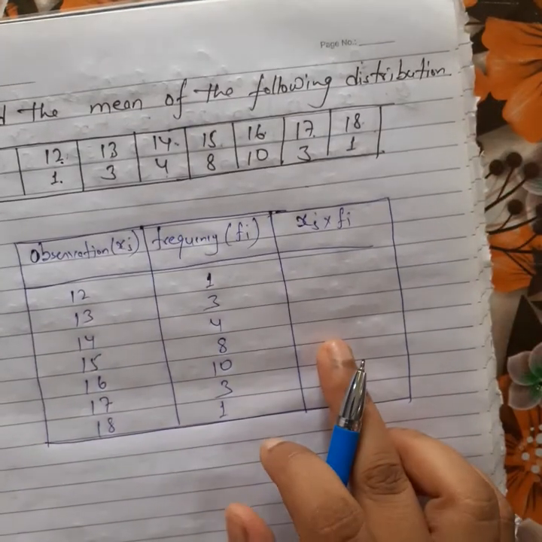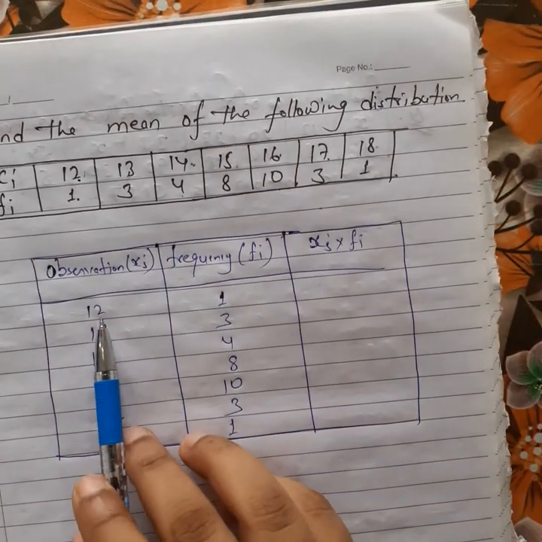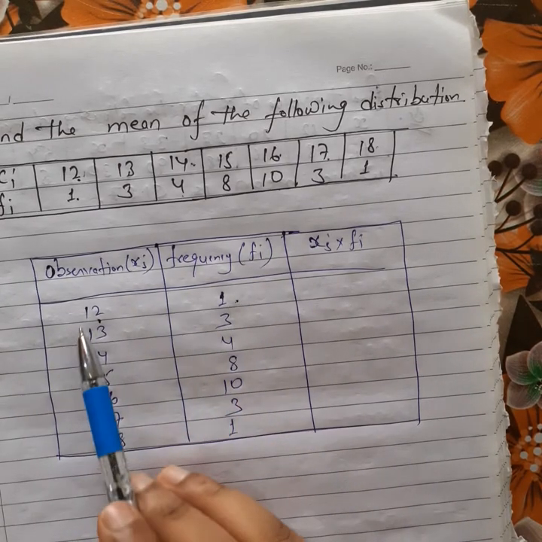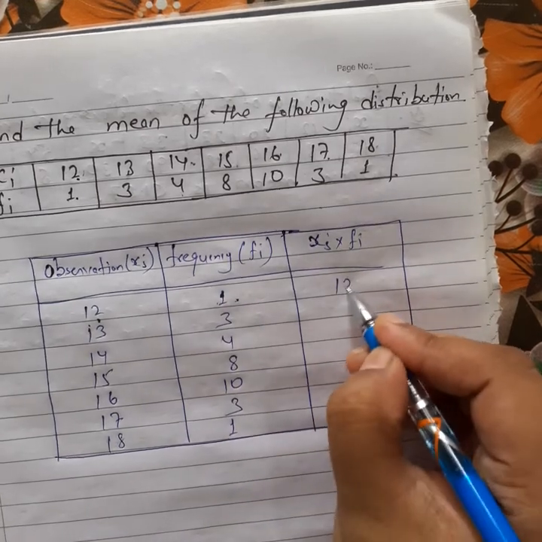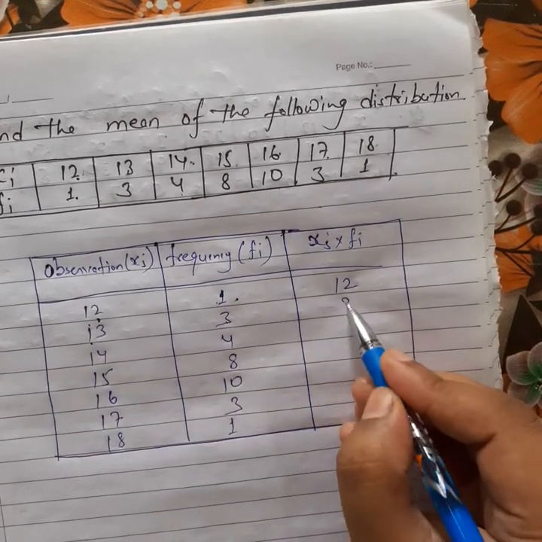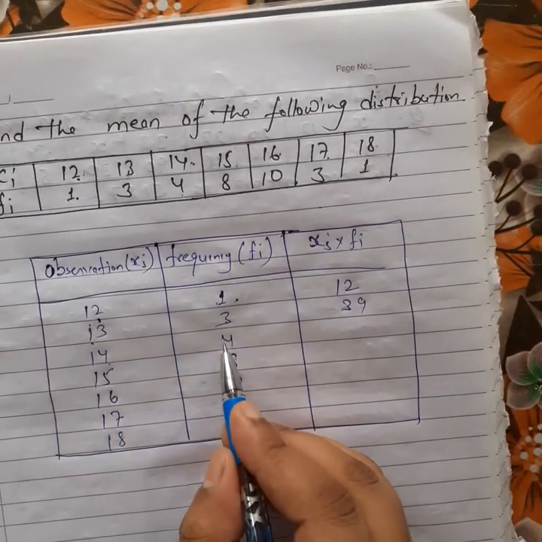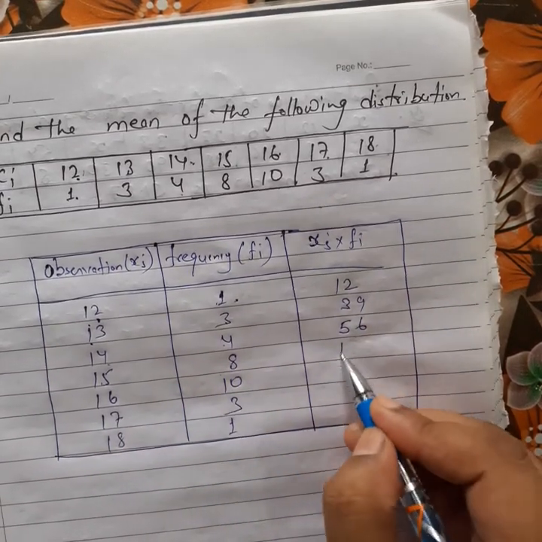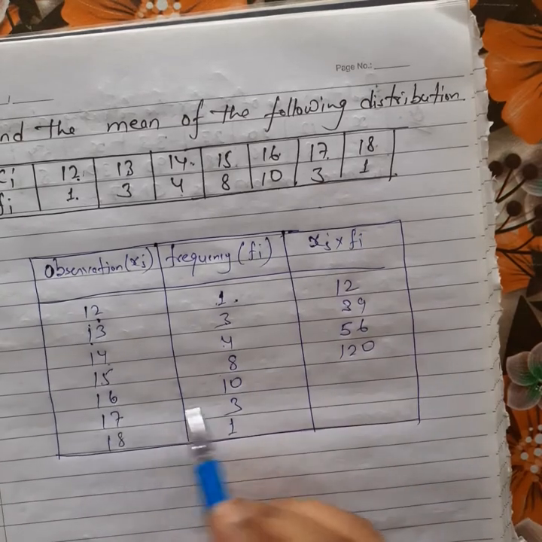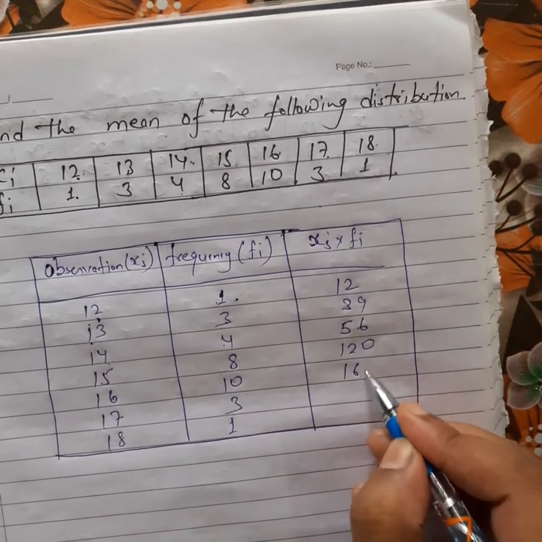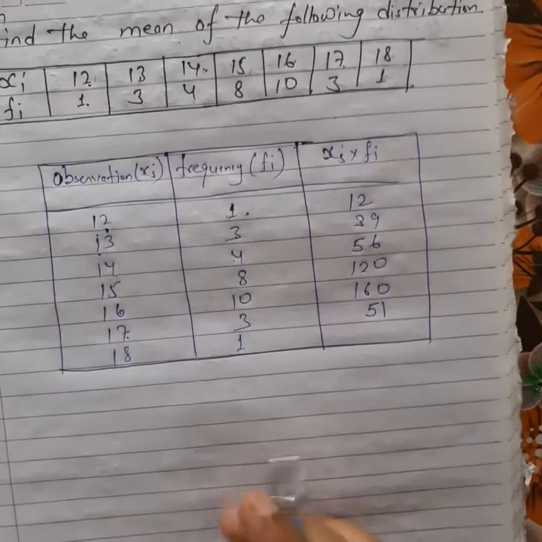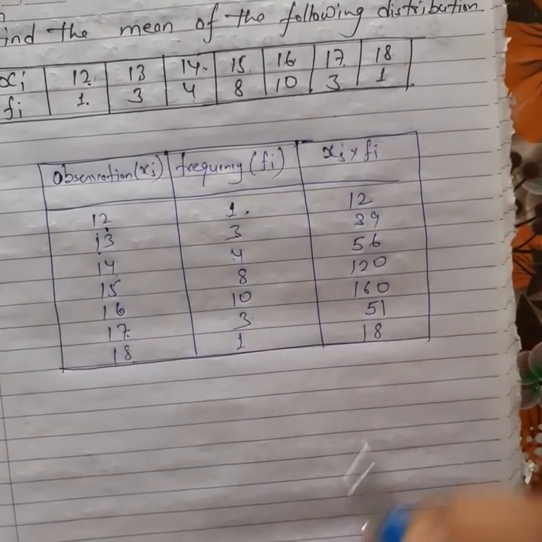Now in the third column, we multiply the observation with the respective frequency, that is 12 into 1 is 12, 13 into 3 is 39, 14 into 4 is 56, 15 into 8 is 120, 16 into 10 is 160, 17 into 3 is 51 and 18 into 1 is 18.